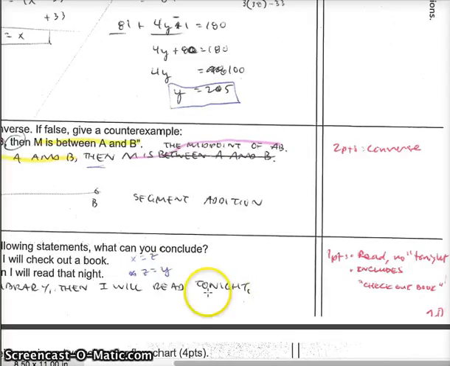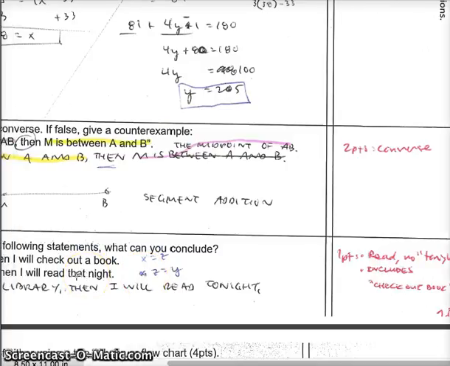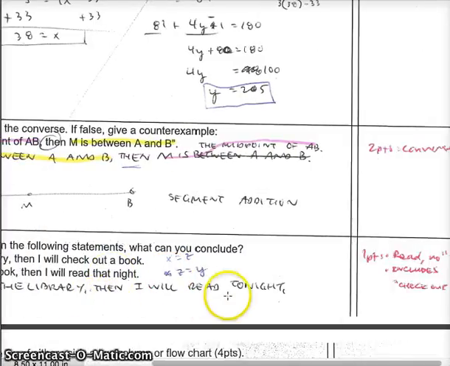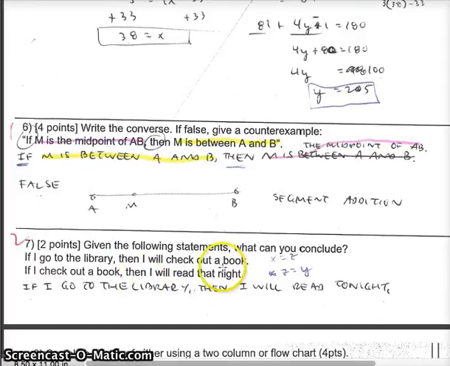If you were completely wrong, you got 0, but I gave you 1 point if you said you were going to read but didn't say tonight, or if you included the words "if I go to the library," or if you included the words check out a book. That's already assumed in both of those.